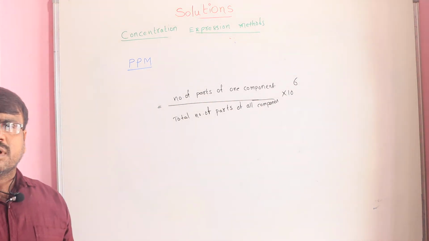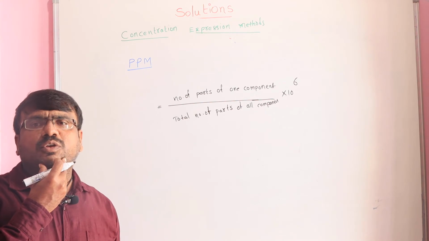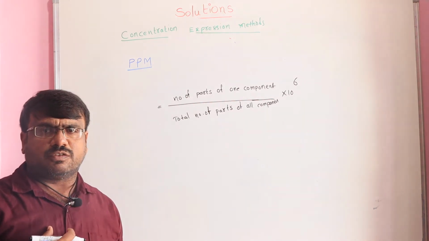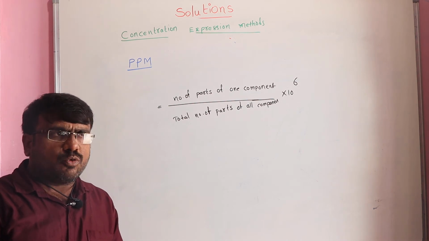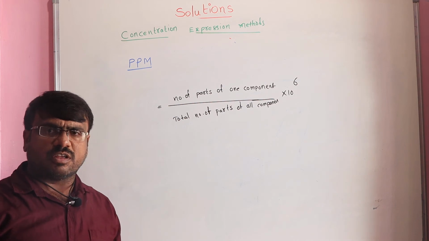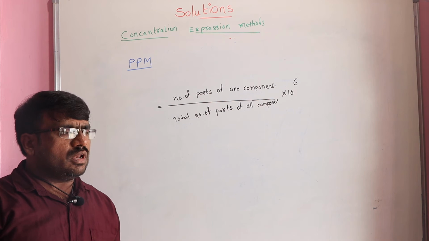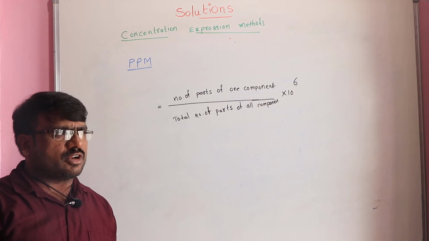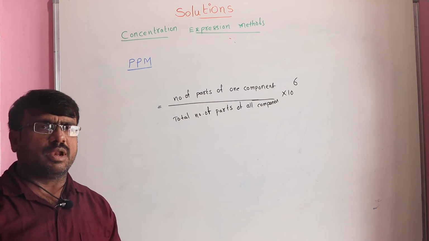Now when we will use ppm? Generally to express the trace quantities and a little bit amount of solutes, if we want to express their concentration, this method we are using. Generally in atmosphere, to express the concentration of pollutants, we are using parts per million.